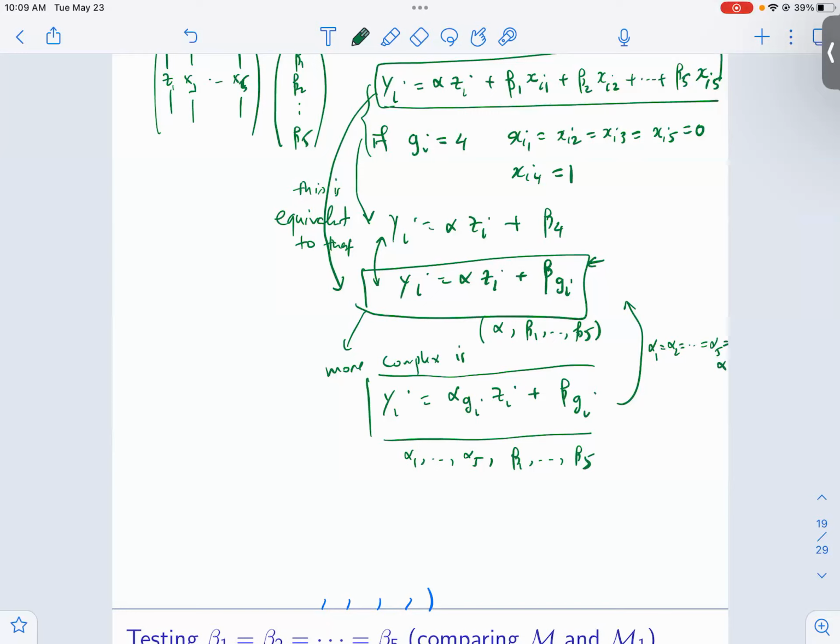So I can, for example, do an F-test between these two models. If I start from this, I can test whether it's good to set all the alphas equal or not. If I set all the alphas equal, I get this model. So I fit both models, and then I do an F-test to decide which one I prefer.